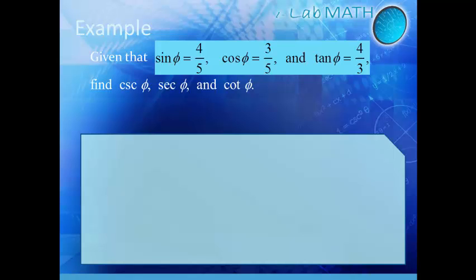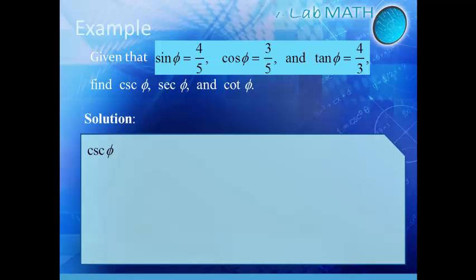Let us use that in this example. Given that sine theta equals 4/5, cosine theta equals 3/5, and tangent theta equals 4/3. We are looking for the three remaining functions: cosecant theta, secant theta, and cotangent theta.